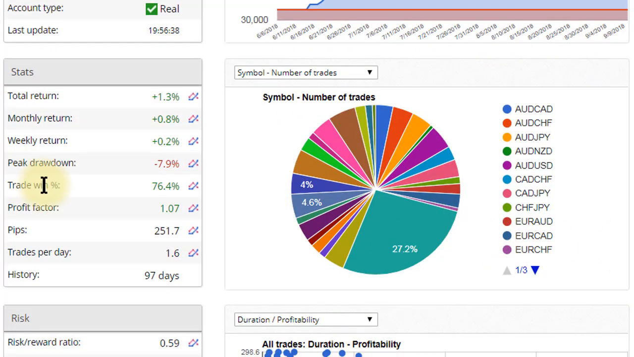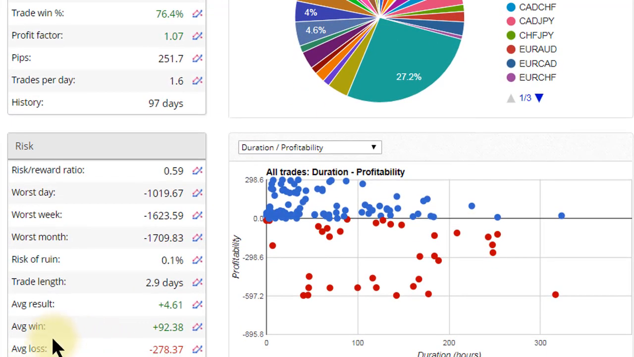All we have to look at is the win percentage, and that's a nice healthy 76%. And then you look at the average win of only $92 compared to an average loss of $278. Now that points me to areas that I need to work on. My success rate is good enough. I need to get my winners to a bigger figure, and I need to get my losers to a lower figure. And that is why it's important to monitor and manage the return on risk ratio and success ratio.